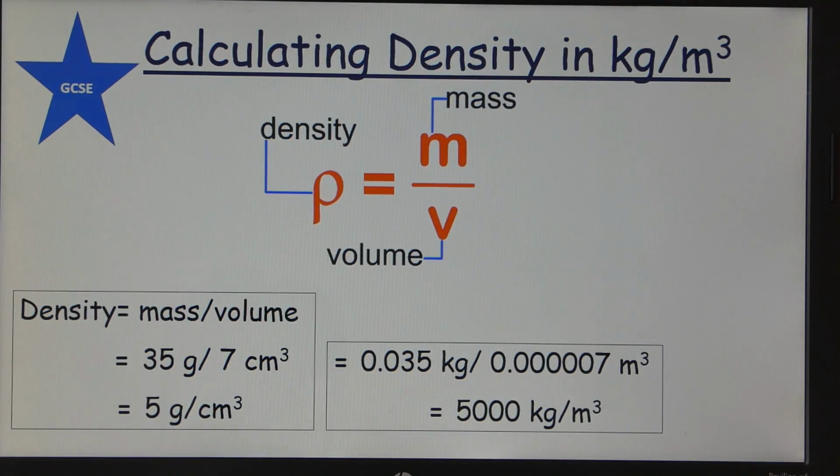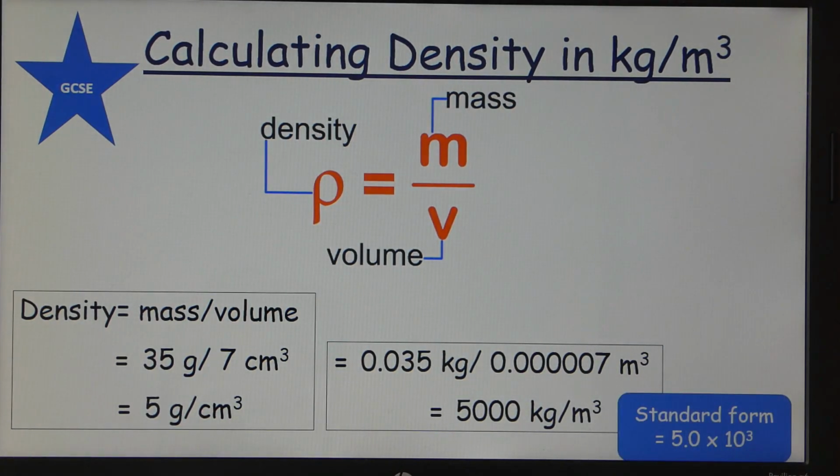To write this number as standard form, we do 5.0 times 10 to the power 3. To make 5 into 5,000, you would have to move the decimal place to the right 3 times.